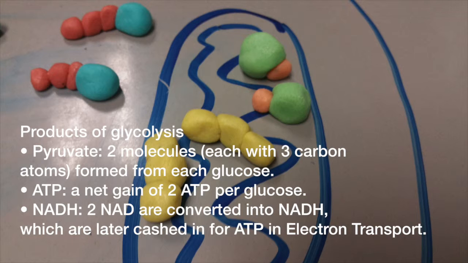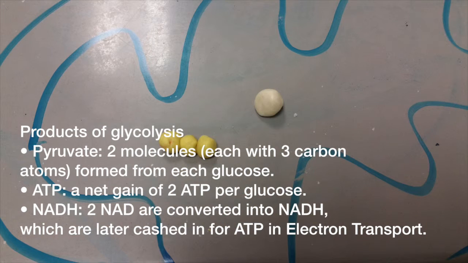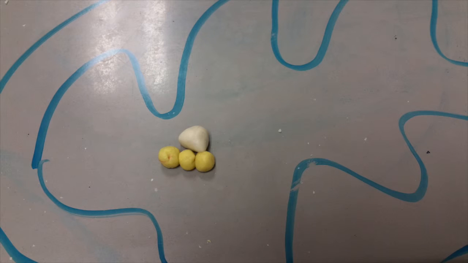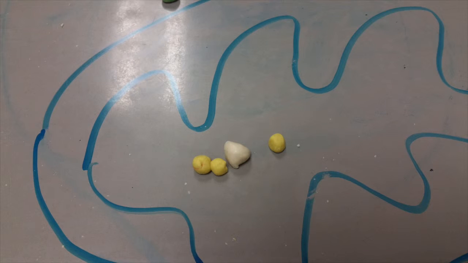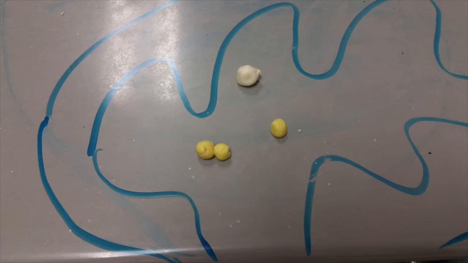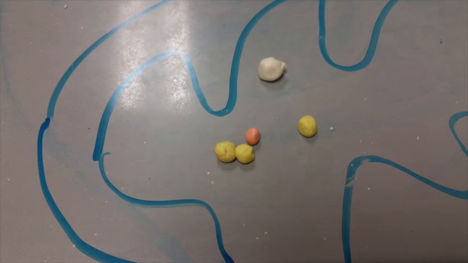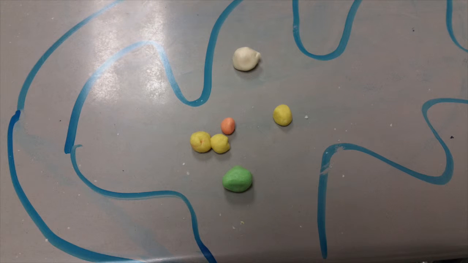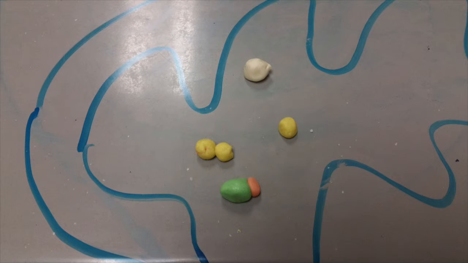Okay, in the link reaction, pyruvate diffuses into the mitochondria, and it's going to be decarboxylated, and this is done with coenzyme A, and acetyl CoA is produced and can enter the Krebs cycle. CO2 is produced and transported out of the cell, and then more NADH is produced to be used in the electron transport chain later.